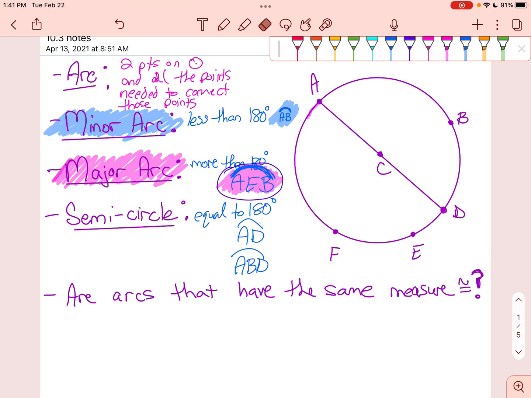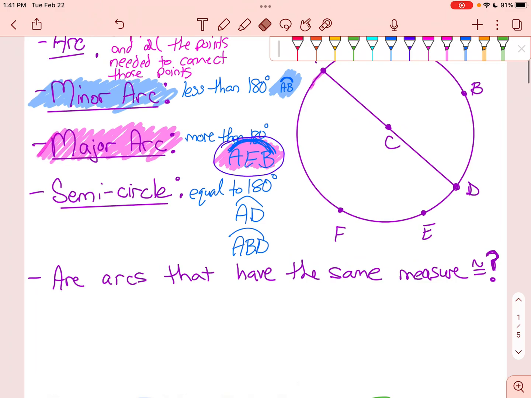Are arcs that have the same measure congruent to each other? This idea of congruent means that if you were to actually cut something off and place it on top of the other one, they would actually fit. Now I want you to think about this: arcs that have the same measure.